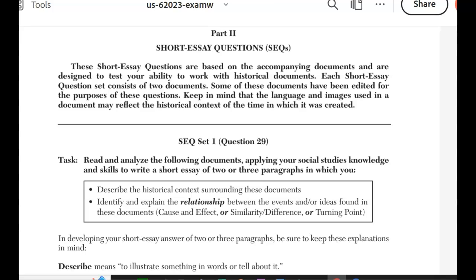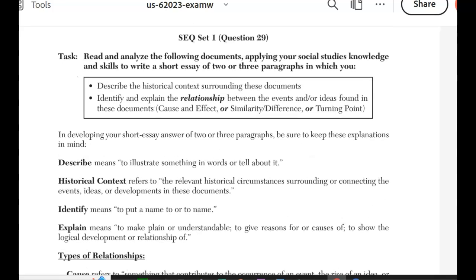The short essay questions, both of them will be similar in that they will each have 2 documents. So you'll be given a set of 2 documents, and you'll be asked to deal with them. So let's take a look at the questions on this exam. Short essay question set 1.